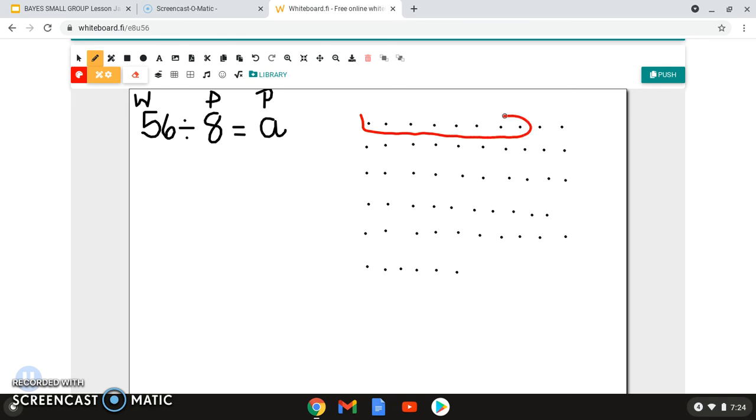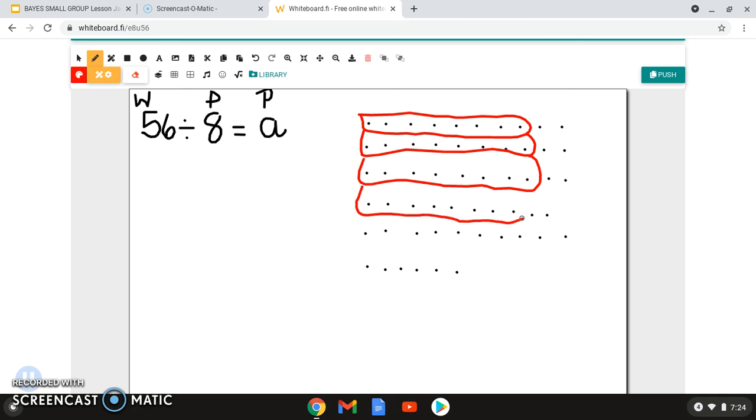So I'm going to go ahead and start circling. And when I circle those, that means I'm taking those away. So I've just taken away 8. And I'm going to do that all the way till I have either no dots left or a small remainder. Now there are times that you'll have some left over. But in this case, and for now in our class, we are not going to have any remainders. We're going to think about how we can take them away to come up with an answer.